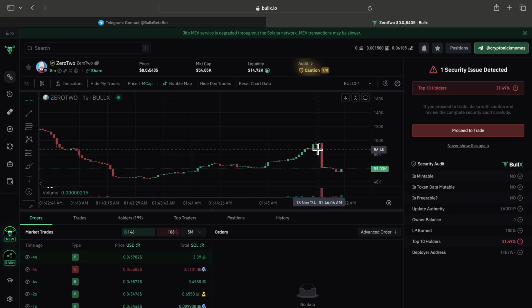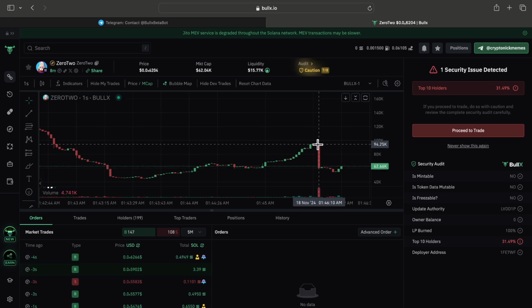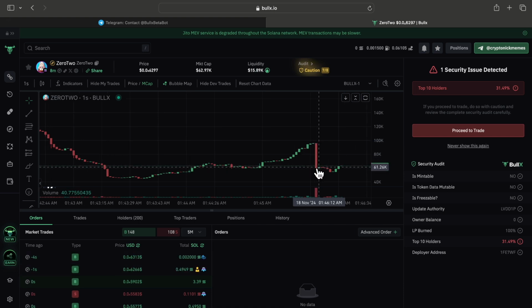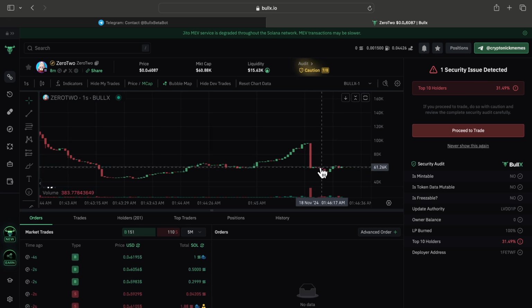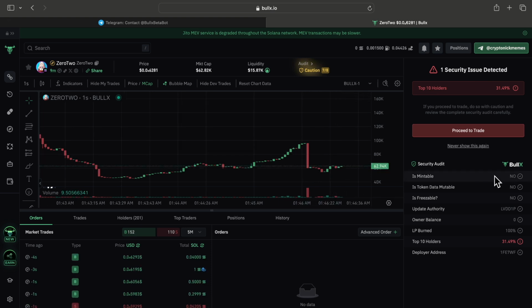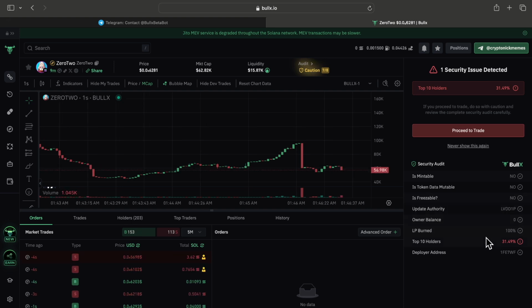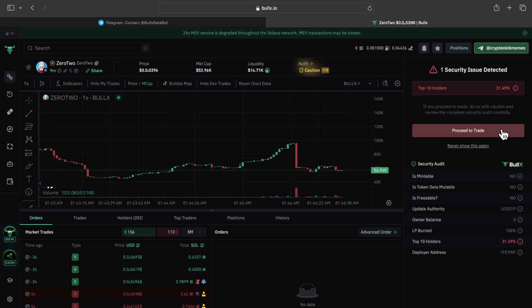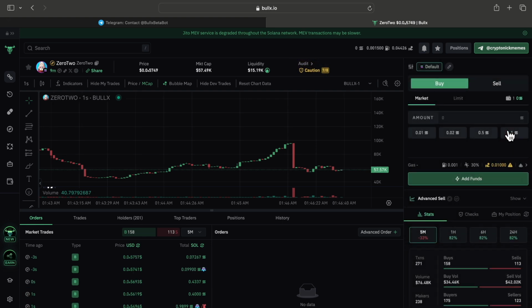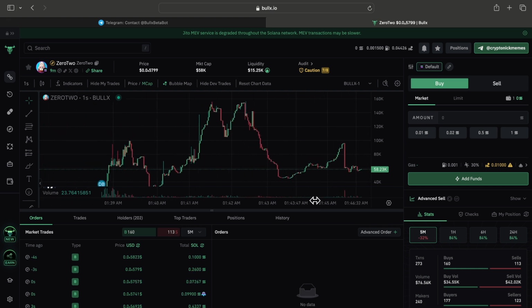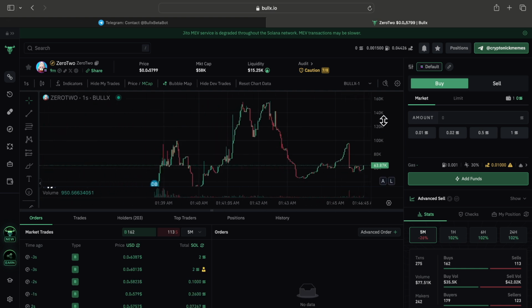One of the top 10 holders sold quite a big bag and it caused a big price fluctuation, as you can see here. So ideally you want to avoid all of this, but this coin looks completely fine besides this top 10 holders issue. So now it's 30%, it's more acceptable, but let's look at the rest of the coin really. The first thing you want to look at is the chart.